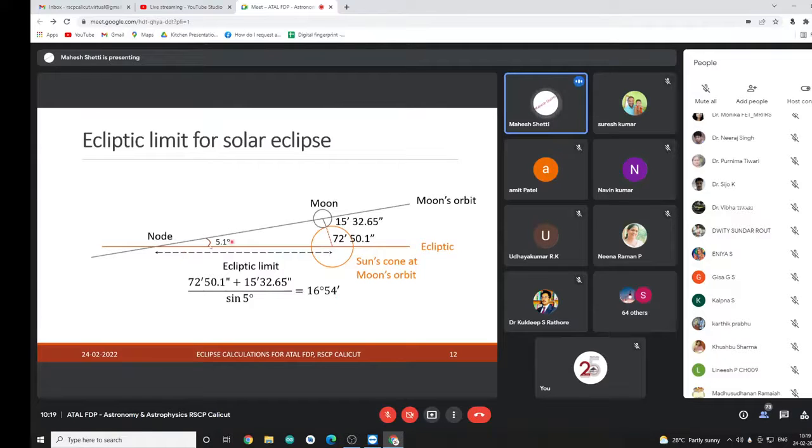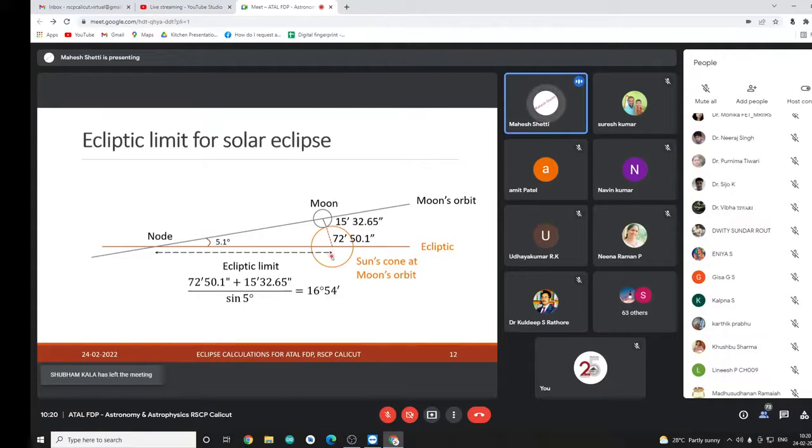So the ecliptic limit, this side. Remember, every side here is an angle. So this is an angular side, this is also an angular side, and we know that sine of 5.1 degree is this side upon this side. So this side is nothing but this angle divided by sine of 5.1 degree, and because it is a small angle, you can convert the angle into radians and directly use the angle instead of calling it sine phi, because sine of theta is approximately theta in radians if the angles are small. So you may also convert 5.1 degree into radians, and you get an answer something like 16 degree 54 minutes. This is the ecliptic limit.